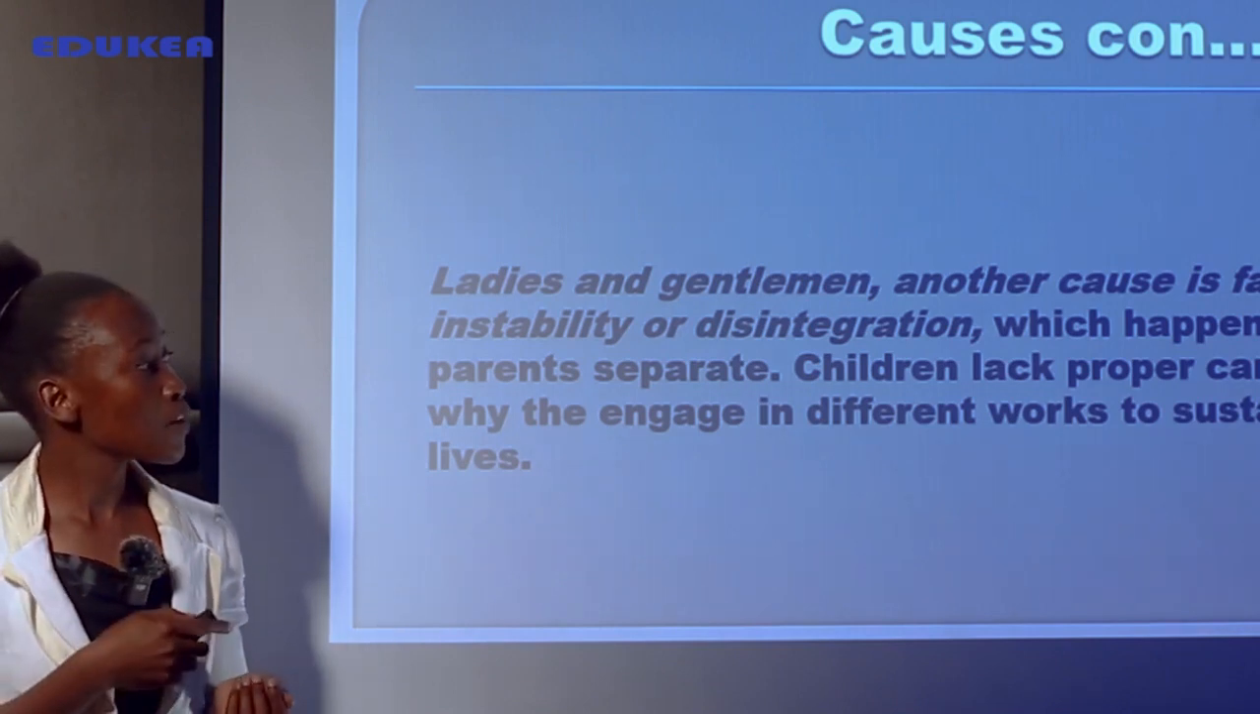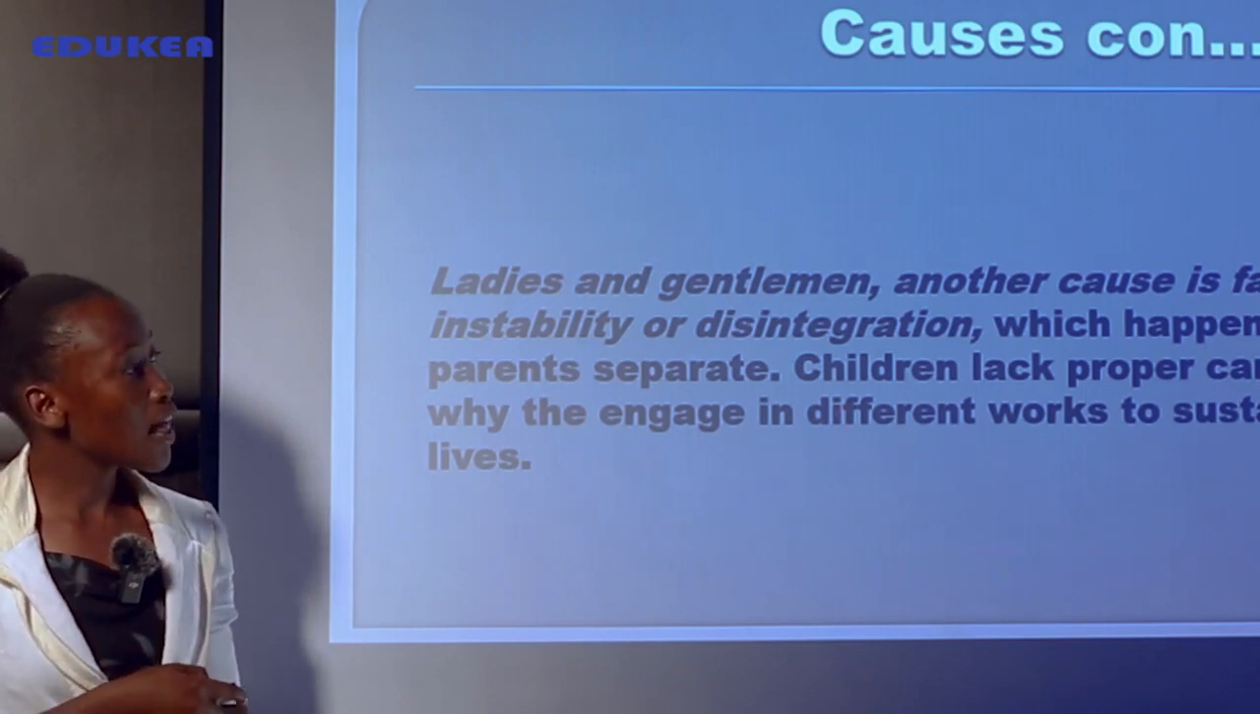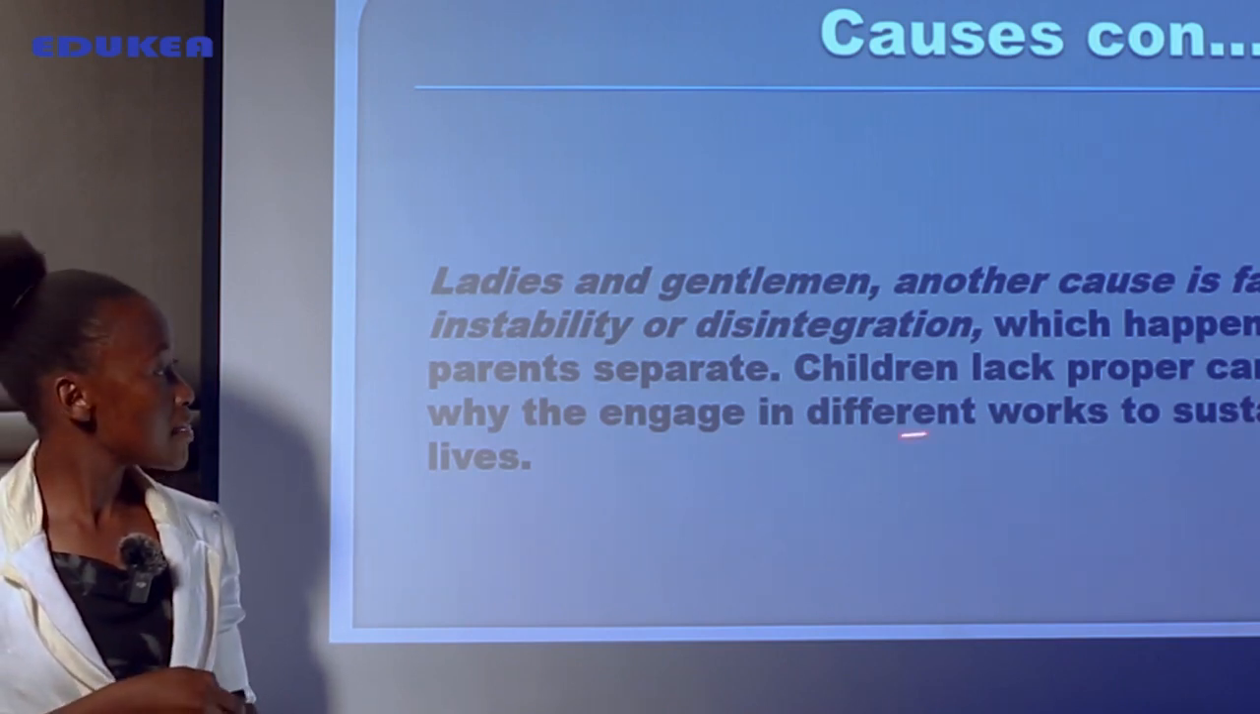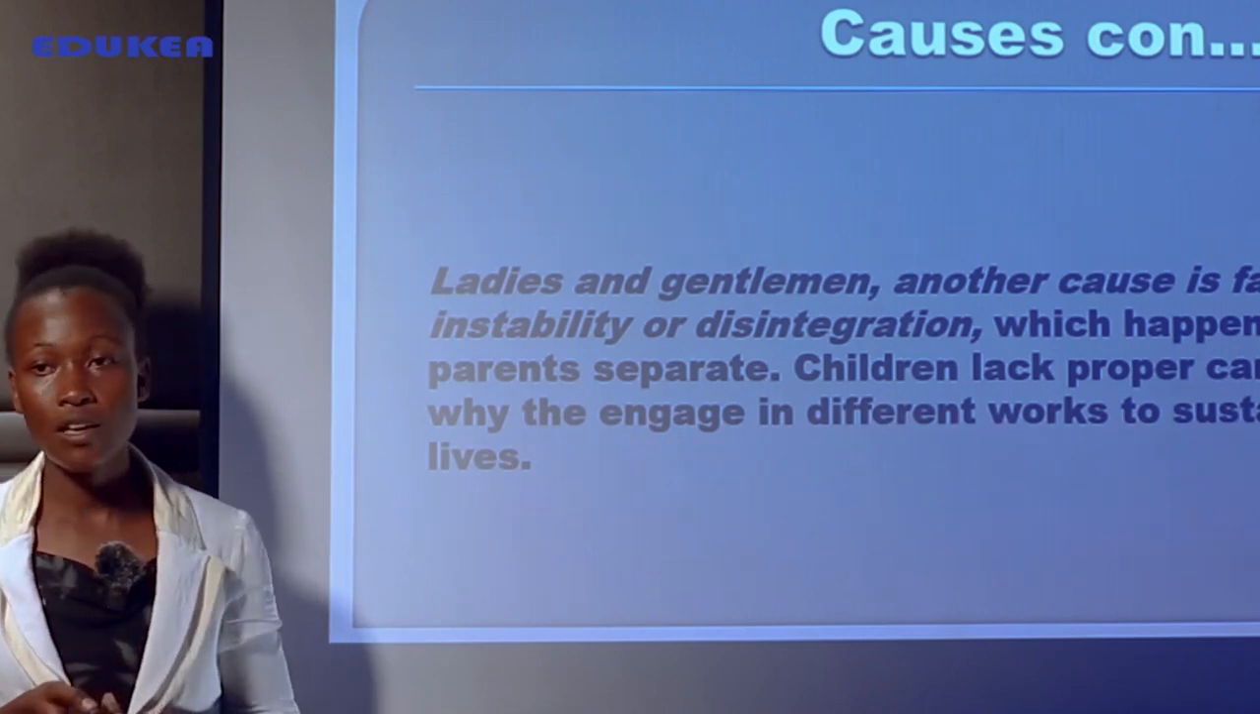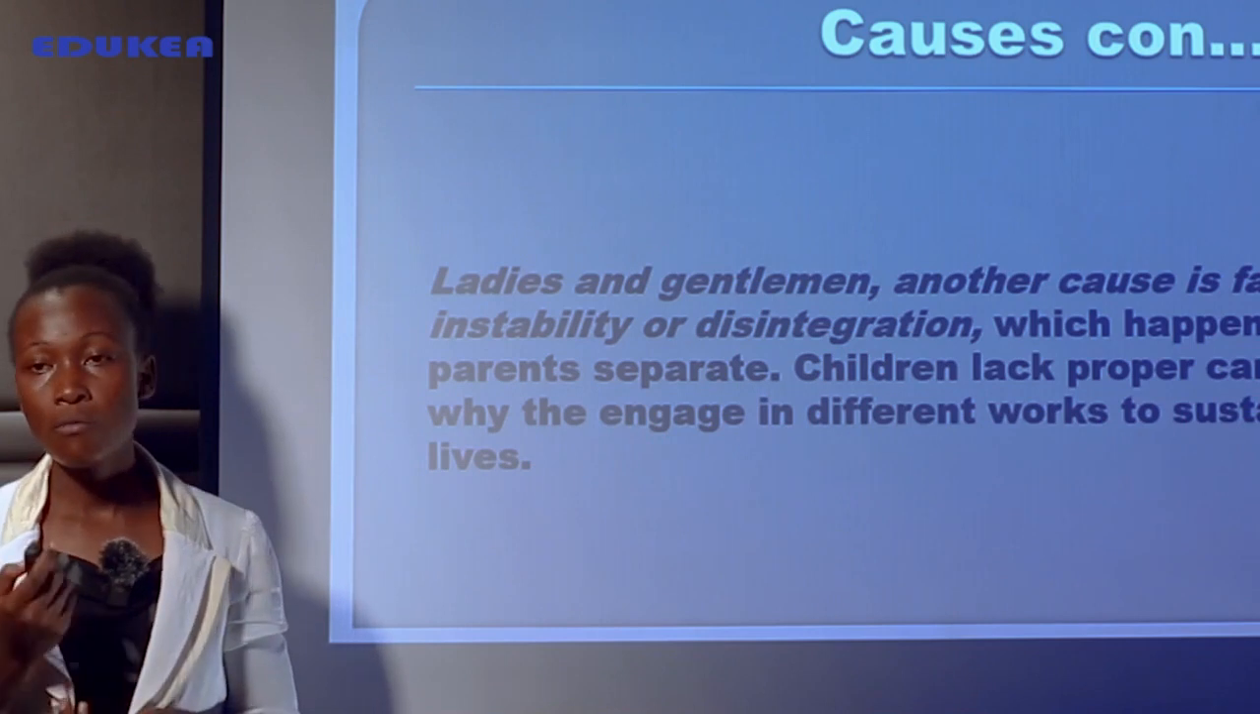So children lack proper care. That's why they engage in different works to sustain their lives. They lack parental care.